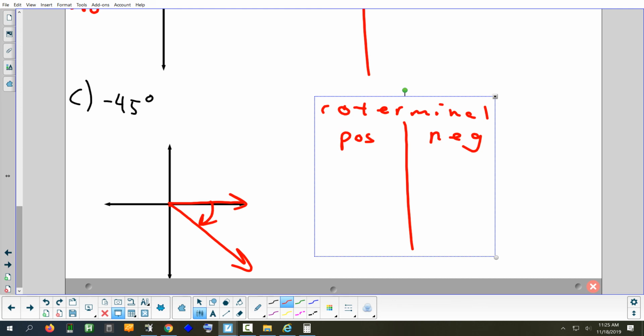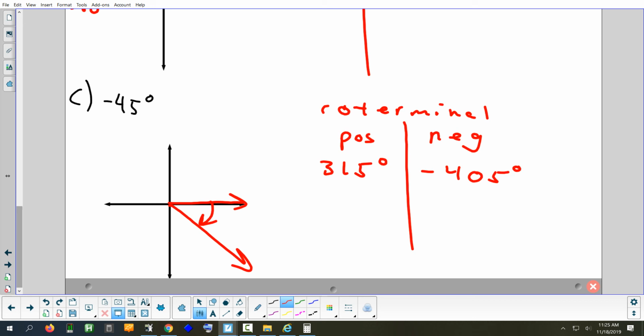Okay, so negative 45. That's not an angle that I would choose to work with. I always like to work with a positive angle if I can. It doesn't make a huge difference. But what's an angle that's coterminal and positive? 315. How about an angle that's coterminal and even more negative? Negative 405.